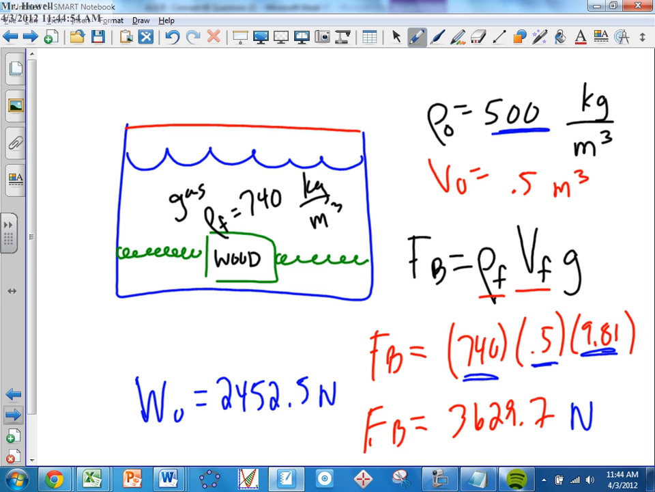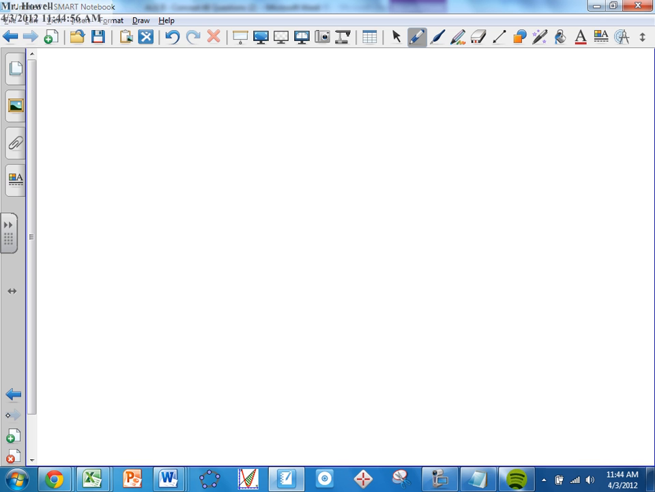Okay? What did you put in? 740. 740 is the fluid density. The volume of the fluid displaced is the same as the volume of the object, 0.5. They're both going to be 0.5. And why 740? Because then you put in grams per cubic centimeter. I use it in standard units, kilograms per cubic meter.